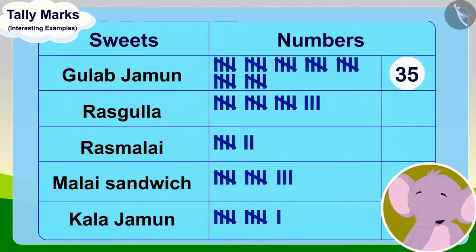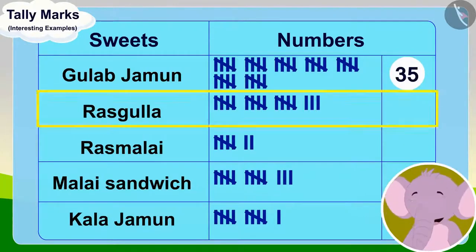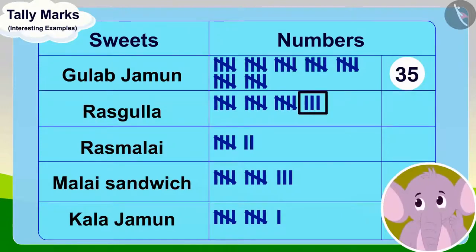Now, Appu wanted to find the number of rasgullas. Here some tally marks are not in group of 5. Then how do I find the total number?